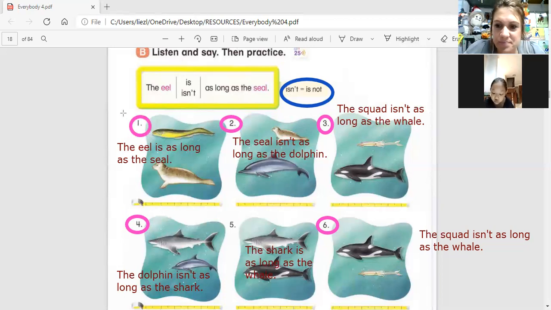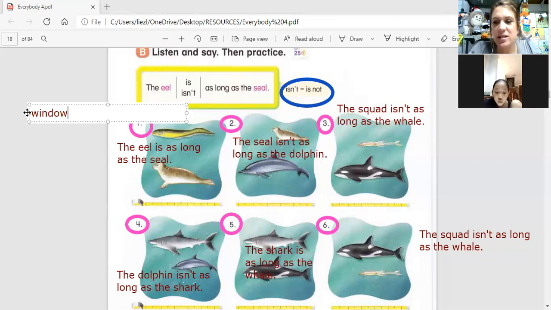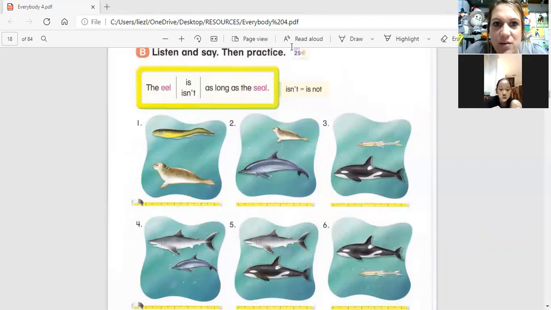Good. Number one. The eel is as long as the seal. Number five. The shark is as long as the whale. Here is the word window. There's the word window. Do you see? That's the word whale. Window and that's whale. Okay, now I want you to try and say it without the words.